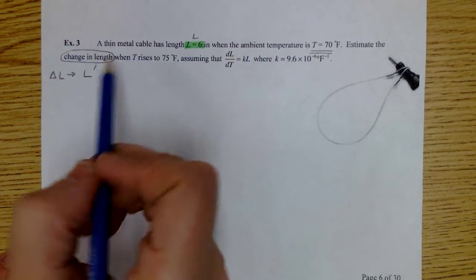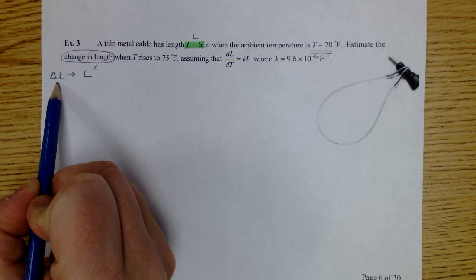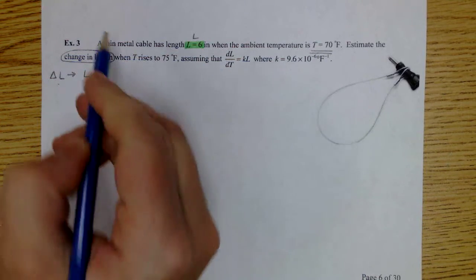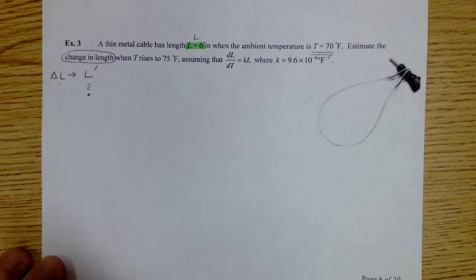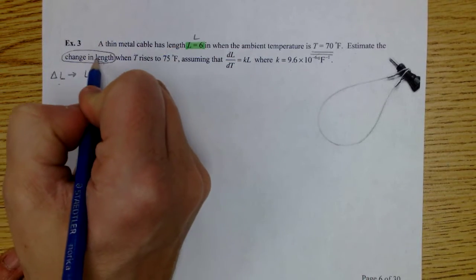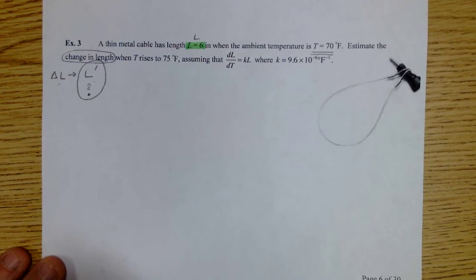So to me, change in length can be written two different ways. We can call it delta L, or we can call it L prime. This is what we are ultimately solving for, L prime. The problem entails us finding L prime.